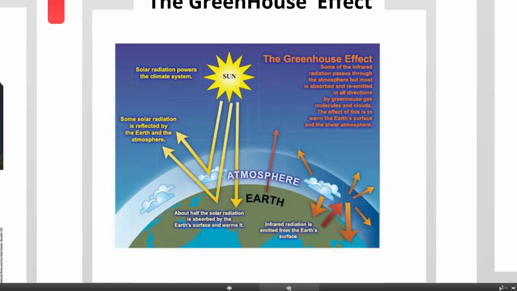And so for those of you who haven't looked at it, the greenhouse gas effect, or the greenhouse effect, is pretty simple actually when you look at it from a simple diagram like this. Solar radiation powers the climate system. Some solar radiation is reflected by the Earth and into the atmosphere. About half the solar radiation is absorbed by the Earth's surface and warms it. Infrared radiation is emitted from the Earth's surface.